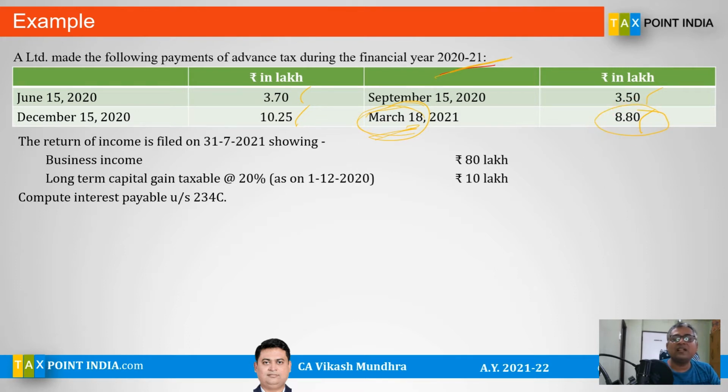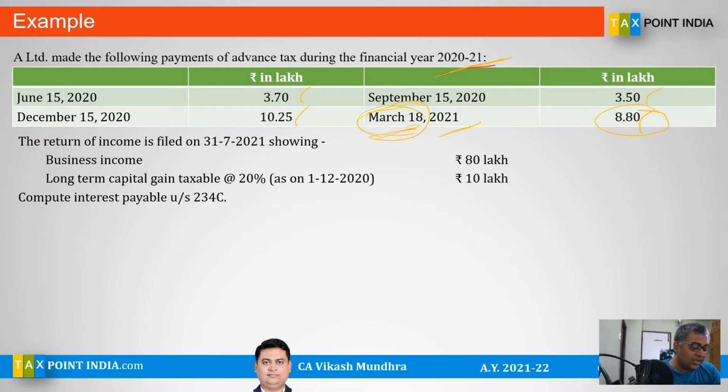it should not be considered on time, and interest may be charged. It is considered as an advance tax because it is paid within 31st March. That means within the previous year itself, it is considered as advance tax, but interest liability will be there. How? We will discuss all this.